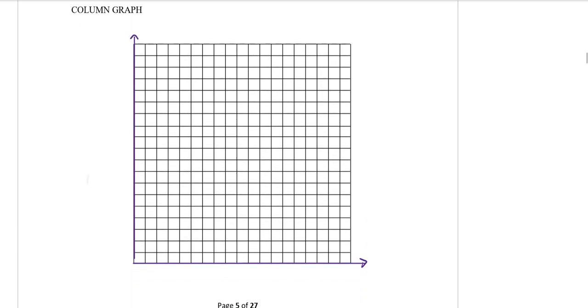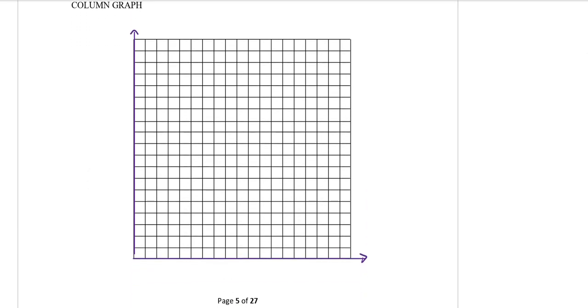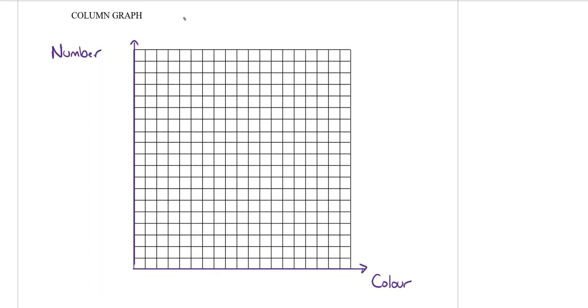For the column graph, we are going to have the color down on the bottom axis, and we're going to have the number of Skittles over there on the vertical axis. I'm going to need to choose a title for my graph. So I'm going to call this Skittle colour.